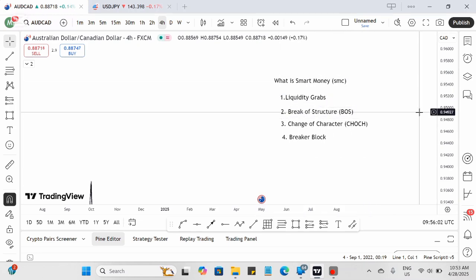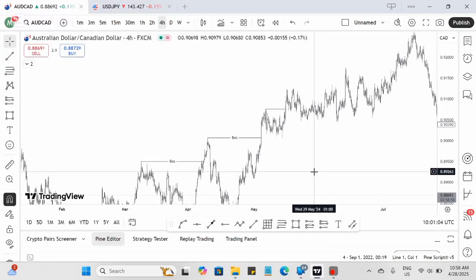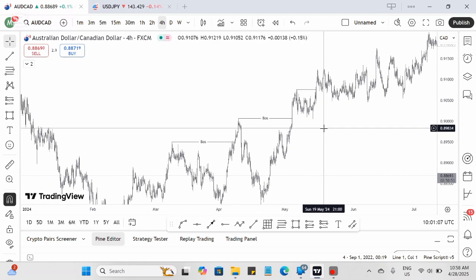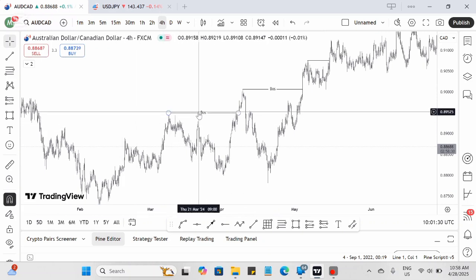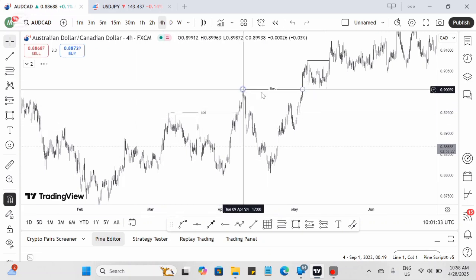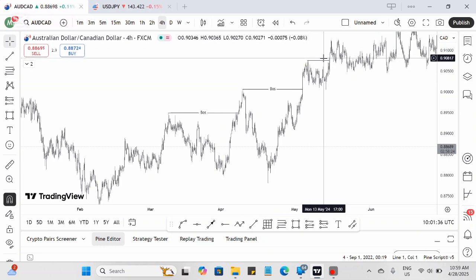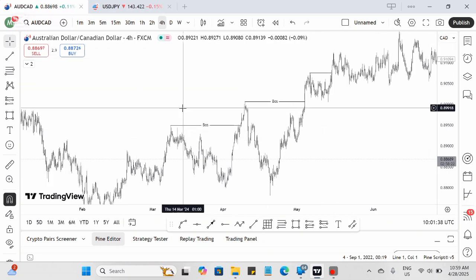The next one is break of structure. So what's break of structure? A break of structure in trading, especially in smart money concepts, simply means when a market breaks a key high or low that was defining the current trend. In an uptrend, break of structure happens when price breaks above a previous high. In this case, you can see this was the previous high, price broke it, created a new higher high, broke it again, created another higher high. This is an example of break of structure.